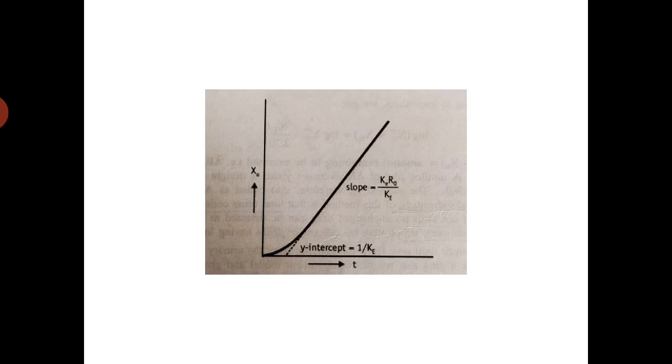When you back extrapolate towards the x-axis, you will get an intercept. This intercept is equal to 1 by Ke. The slope of this line is equal to Ke R0 divided by K, where small ke is the excretion rate constant and capital K is the elimination rate constant. This way you can determine the elimination rate constant as well as the excretion rate constant of a drug molecule administered as an IV infusion by the sigma minus method.